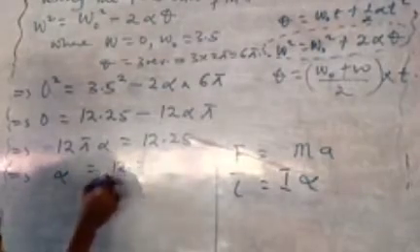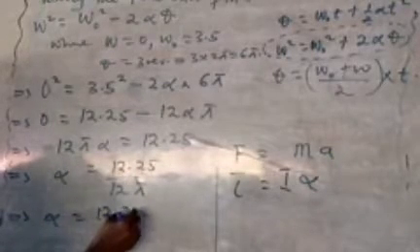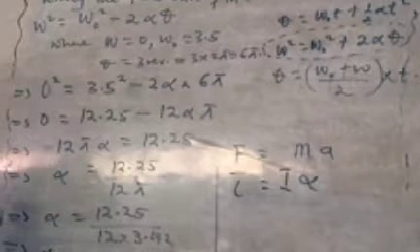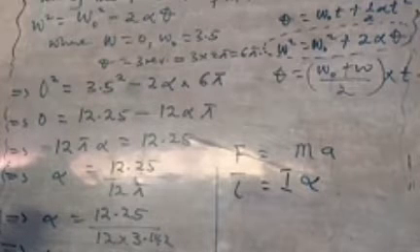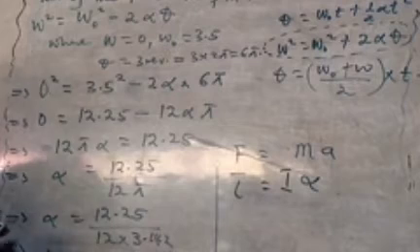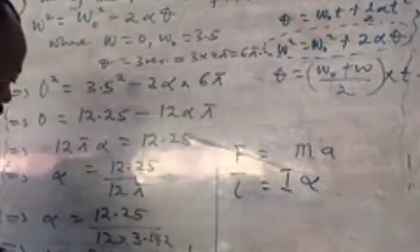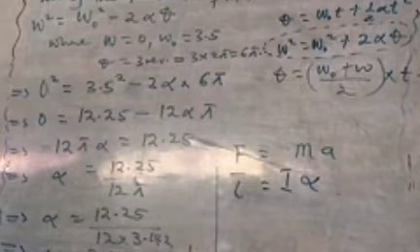12.25 over 12π, which now means our α will be equal to 12.25 over 12 times the value of π, which is 3.142. If you resolve this well, let me punch this: 12.25 all over 12 times 3.142 equals 0.325 radians per second squared.